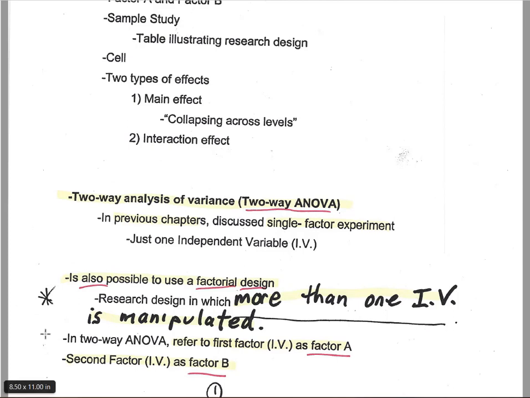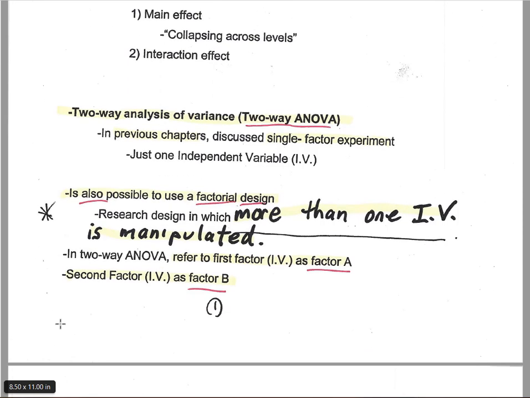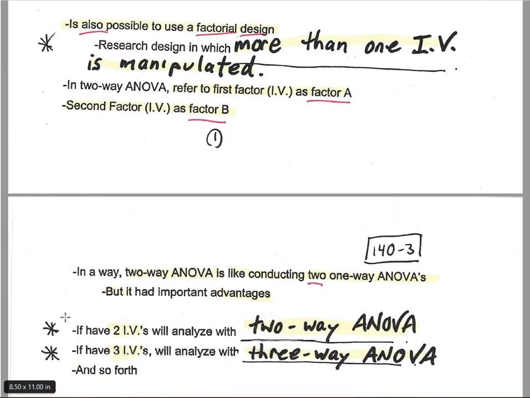In two-way Anova, we'll refer to the first factor as being factor A. We'll refer to the second factor as being factor B, and all throughout this lecture I'll be talking about factor A and factor B. Some of the terminology, some of the jargon we use with two-way Anova. In a two-way Anova, it's a lot like conducting two one-way Anovas, but it has important advantages. A little bit later, we'll see that there are types of effects that you can investigate with a two-way Anova that are not even possible with one-way Anova.